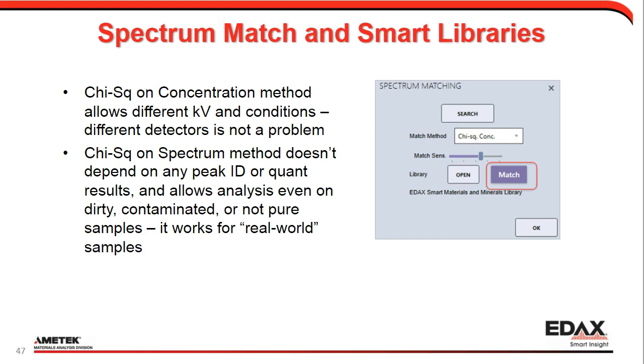The spectrum matching panel is very easy to use. You can search through data on the system to create a library or load an already created library. Choose a match method and adjust the match sensitivity. Lastly, just click on the match button to see the results.